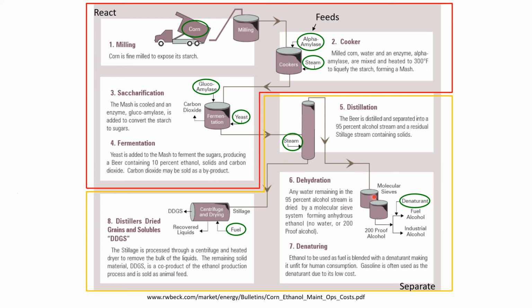In steps 6 and 7, an additional feed is the denaturant that is used to make our fuel alcohol, to make it so it's not drinkable. And if we look at step 8, we also add fuel here in order to dry the stillage to a point that we can produce a DDGS that's suitable as a feed supplement.